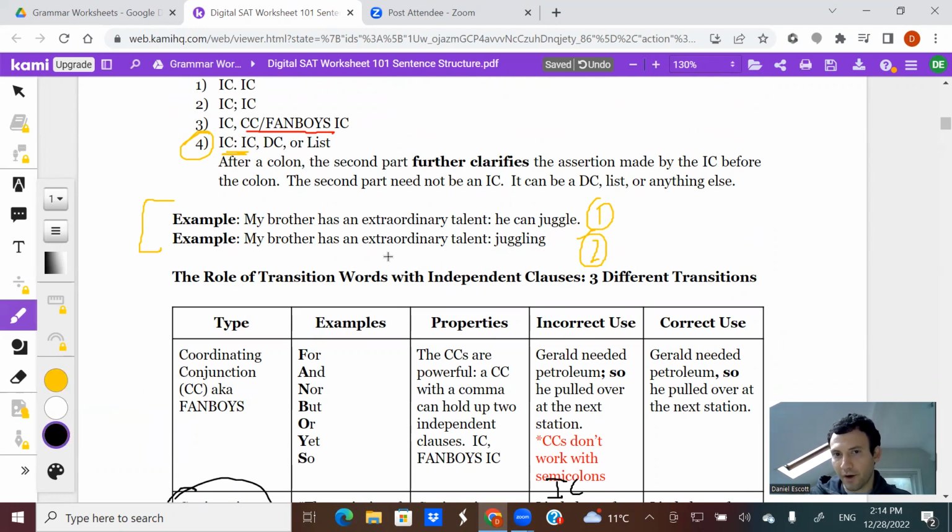My brother has an extraordinary talent, independent clause, colon, juggling. That explains what the talent is. If you think about what a list is, a list literally explains whatever your first independent clause was. I need groceries, and then you list off which groceries you need. I'm further explaining what I need. I need groceries, right? Apples, bananas, pears.